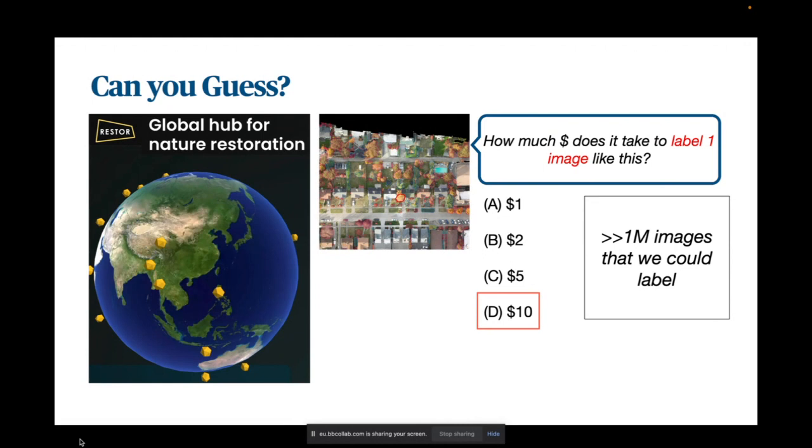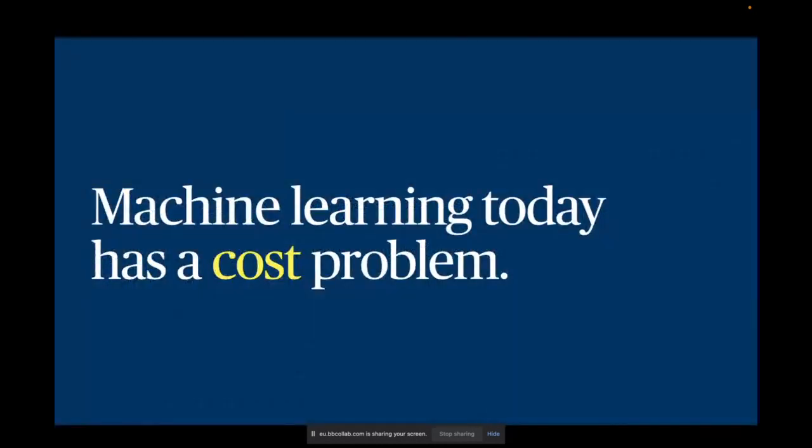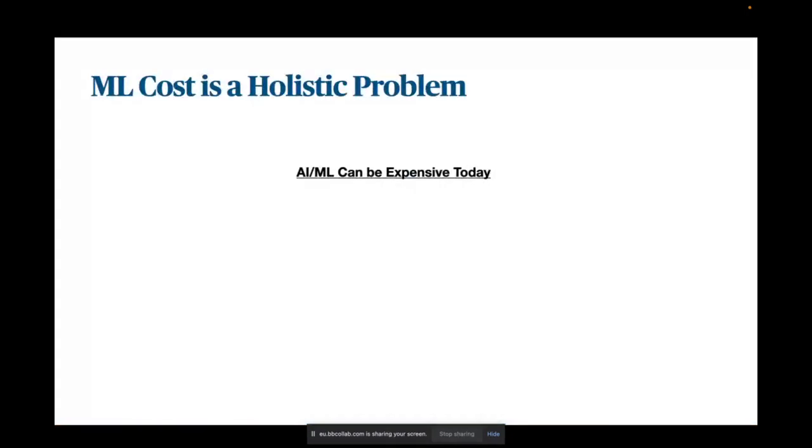By looking at these 3 concrete examples, I hope I have convinced you that machine learning today really has a cost problem. So what should we do about that? Over the years, one thing my research group has been doing is looking at the cost problem of machine learning. It's a very difficult problem because you have to take a holistic view, because machine learning and AI are expensive for different reasons.